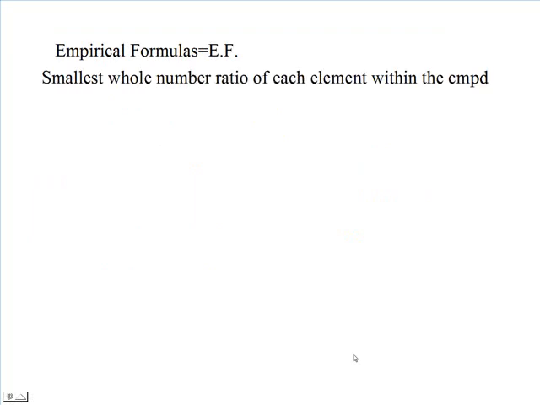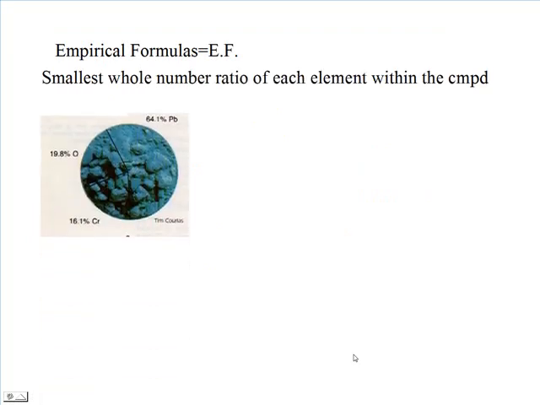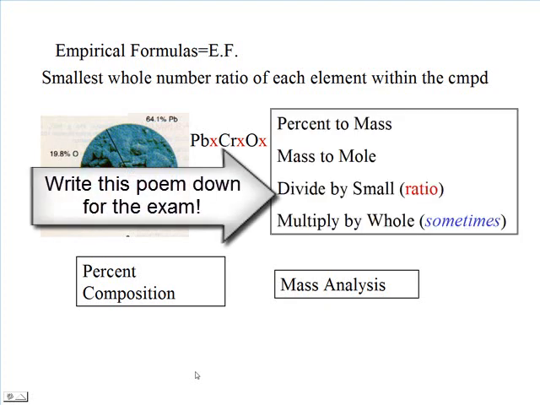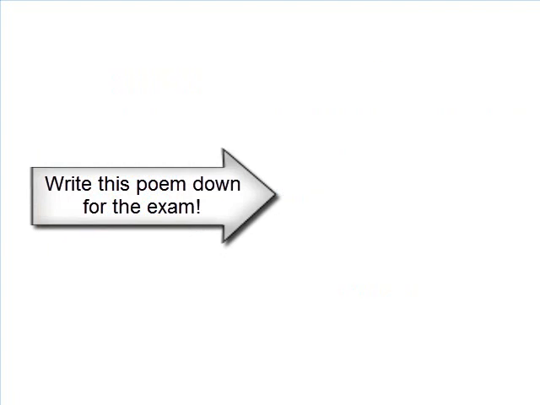Empirical formulas are the smallest whole number ratio of each element within the compound. So it's a ratio that we're looking at. We're trying to find the ratio between lead, chromium, and oxygen, and we're going to be using the percent compositions above to do that. You can also use a mass analysis, which starts you with a mass instead of a percent. We're going to use this poem to help us figure out the steps to follow.